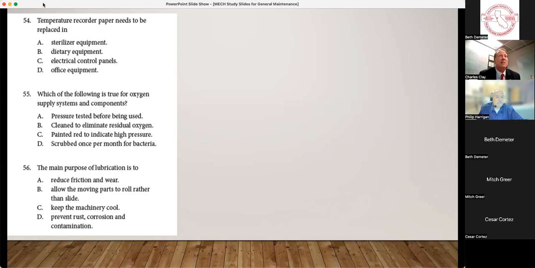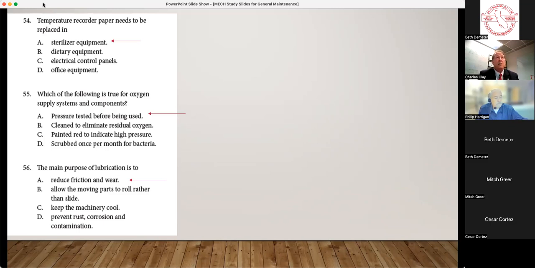Next slide, please. The answer for the temperature recording paper is the sterilizers. For general maintenance workers, if you go down to your sterilizing equipment, you'll see a paper used to record the temperatures used in sterilizers. They have to meet a certain temperature to record that they are reaching the temperature needed for sterilization.